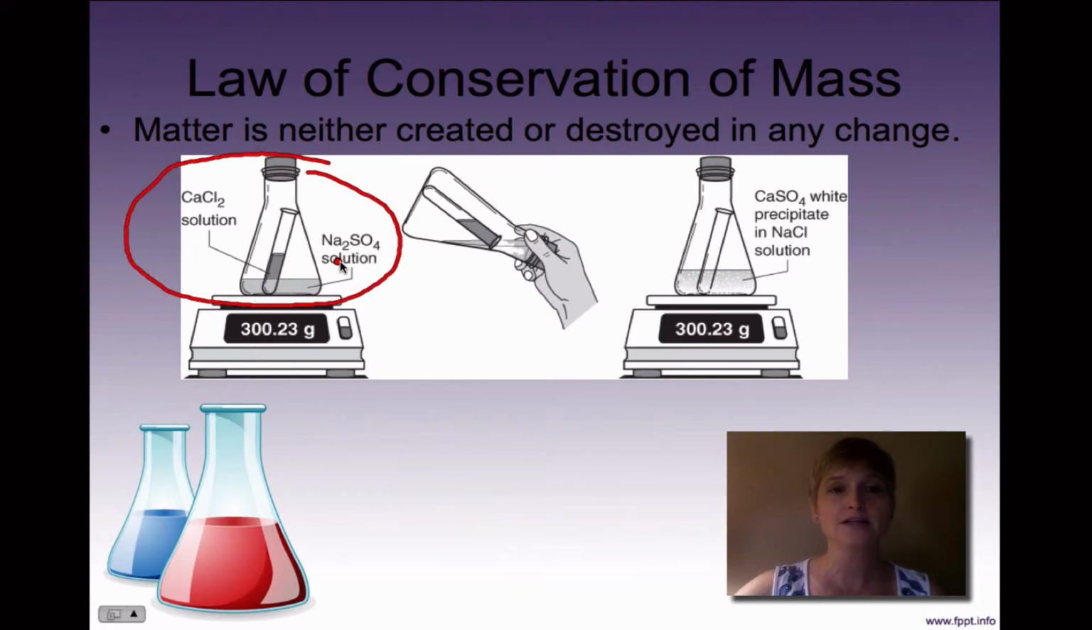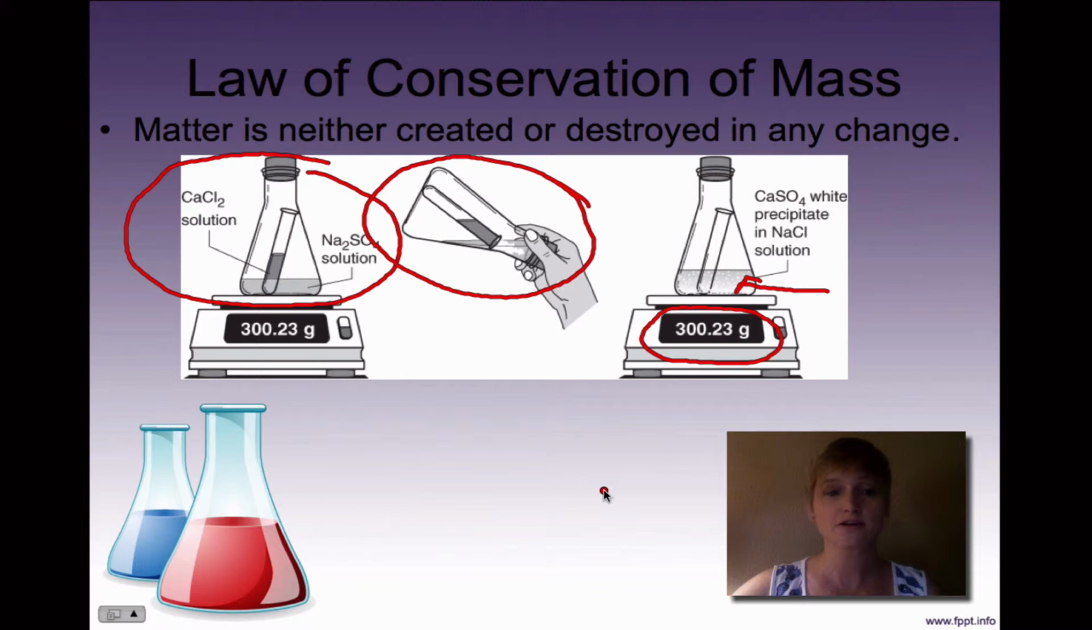We have a calcium chloride, and along with that we have a sodium sulfate solution. So you notice the calcium chloride's in the test tube, sodium sulfate is in the beaker. 300.23 grams of substance in this beaker. Turn it over, mix it up, put the two solutions in there together, and what we end up with is calcium sulfate, which is a white precipitate in this sodium chloride solution. But notice, this is the important part, we still have 300.23 grams of substance. So even though there was a chemical reaction, it's no more or no less than what we started with.